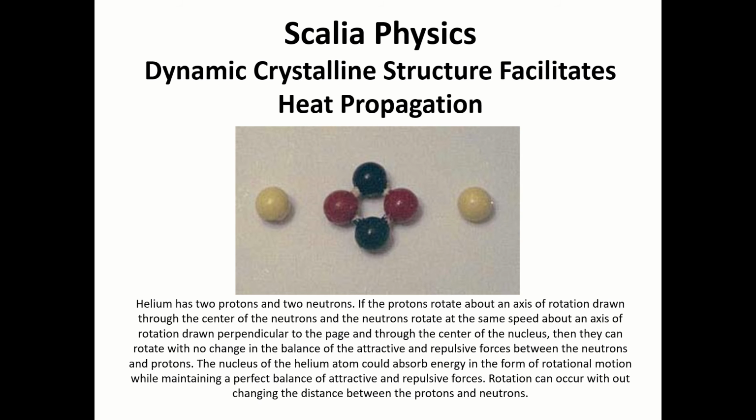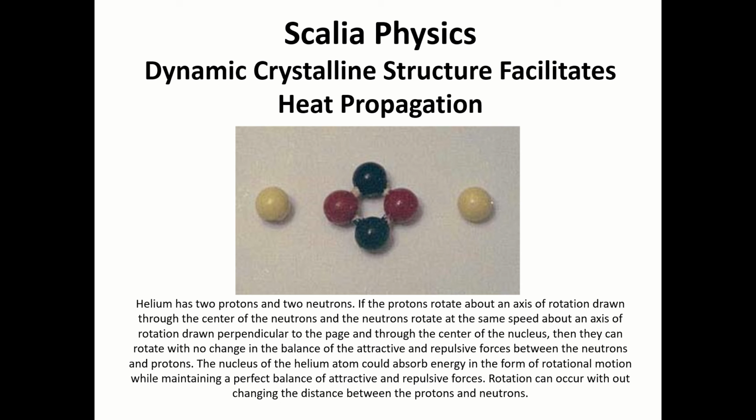The next one would be helium, which has two protons and two neutrons, and they're arranged in this structure you see on the screen. The red protons can rotate in a horizontal axis, and the blue neutrons can rotate in a vertical axis, and they can absorb heat energy in the form of increased flywheel motion. So from this we can see that atoms and molecules absorb heat in the form of increased flywheel motion within the nucleus.